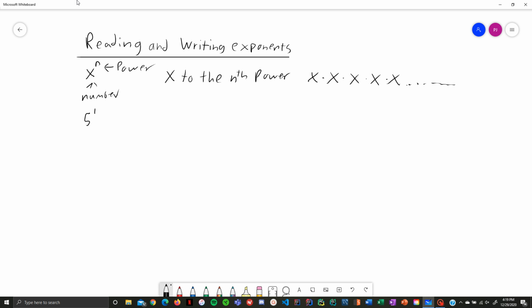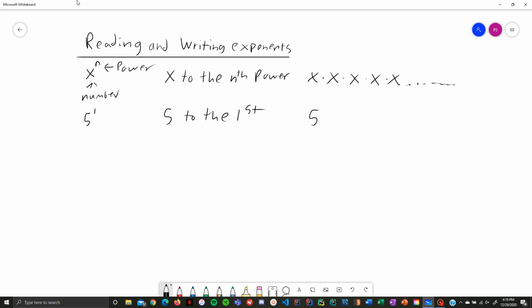5 to the first power. This would be written as 5 to the first. And this simply just means 5 times itself one time. Or not times itself one time, but simply just 5, and we're not multiplying it by any specific number. So really all this is simply 5, because we're not multiplying it by any other amount of times.